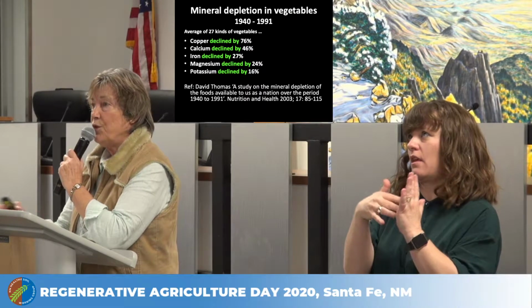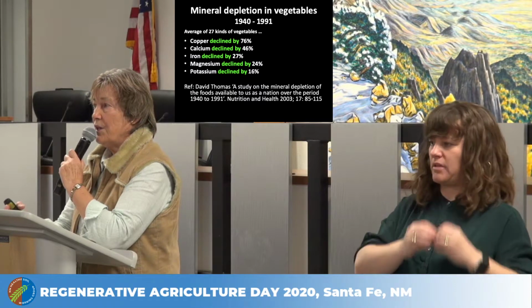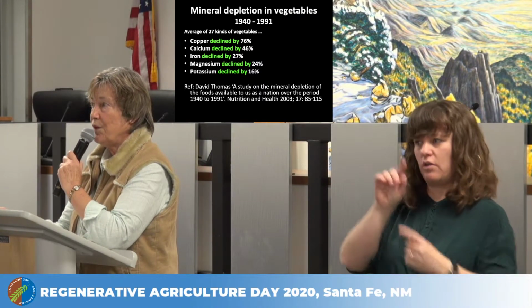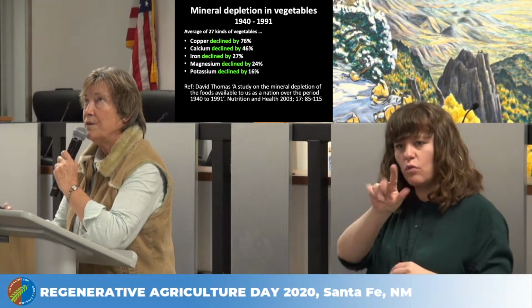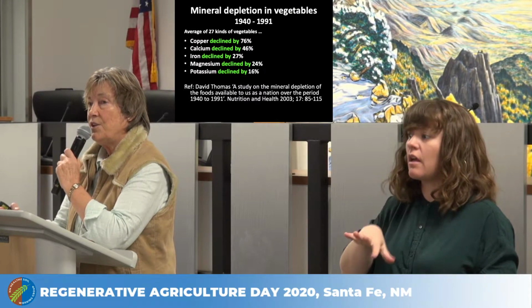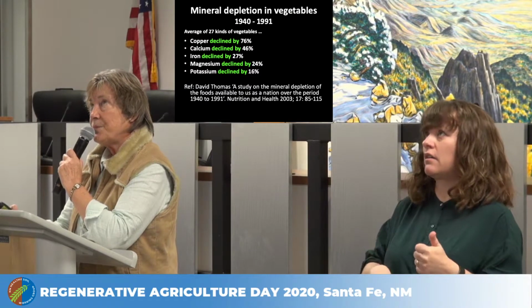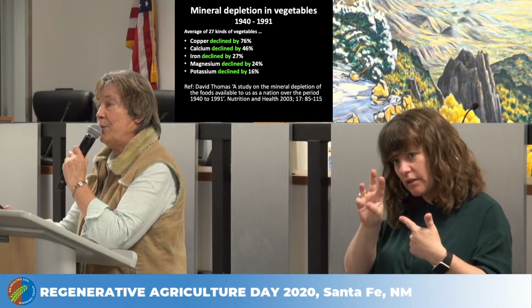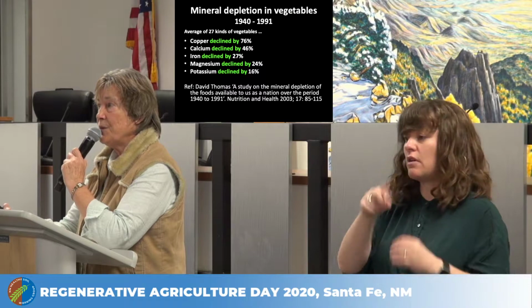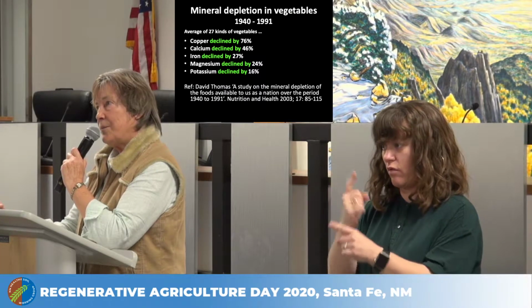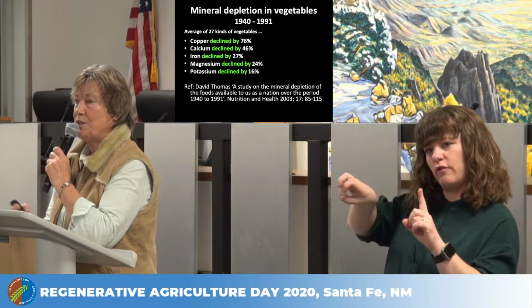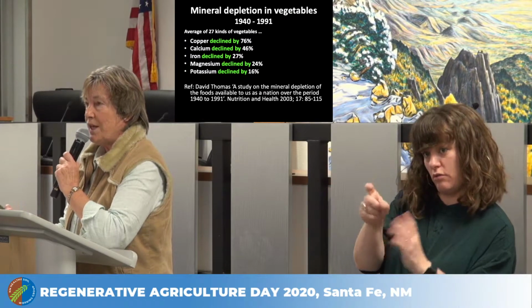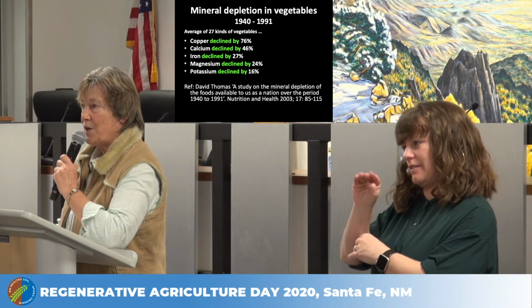He went back through food composition tables in the United Kingdom and compared every year from 1940 to 1991, so that 50-year period. He analysed 27 different kinds of vegetables and found that the key things that had declined were: copper, the biggest one, declined by 76%, calcium declined by 46%, and iron declined by 27%, and so on. But copper, I was talking this morning about enzymes. The biochemical transformations that need to take place in soil in order for plants to obtain the nutrients they need require enzymes, and those enzymes are produced by microbes.